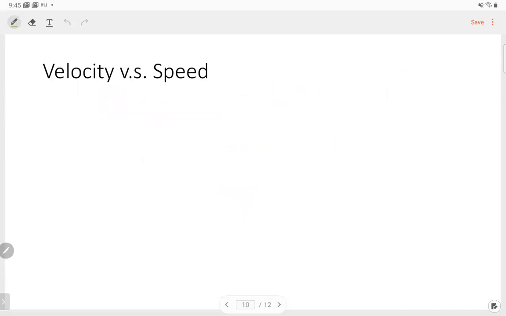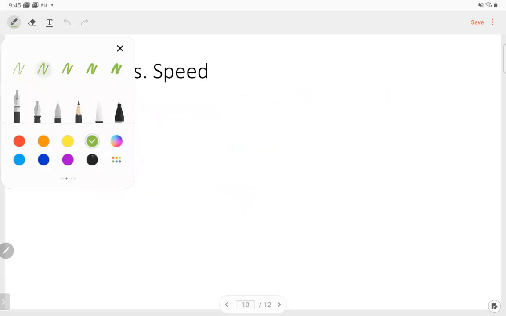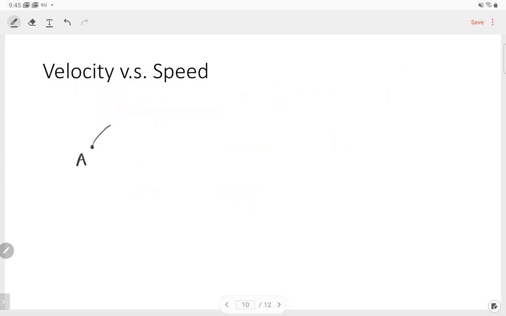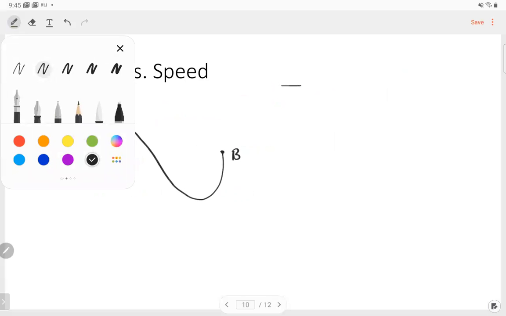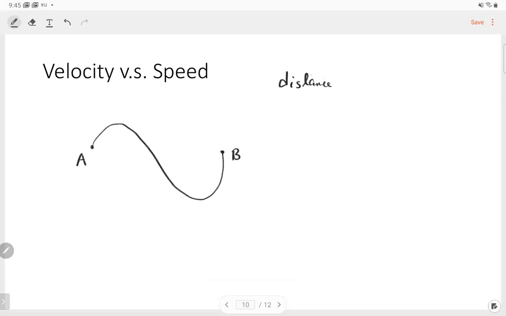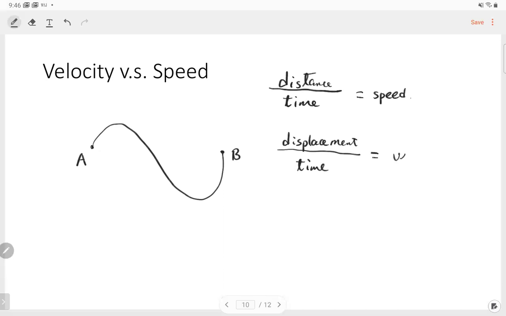If we want to know how fast a point moves, we have a point moving from A to B. The same thing, if we use the distance, the black one, the distance divided by the time of the travel. So A to B with any trajectory, the distance divided by the time will be the speed. Okay. If we're talking about the velocity, that will be the displacement divided by the time. That's the velocity.